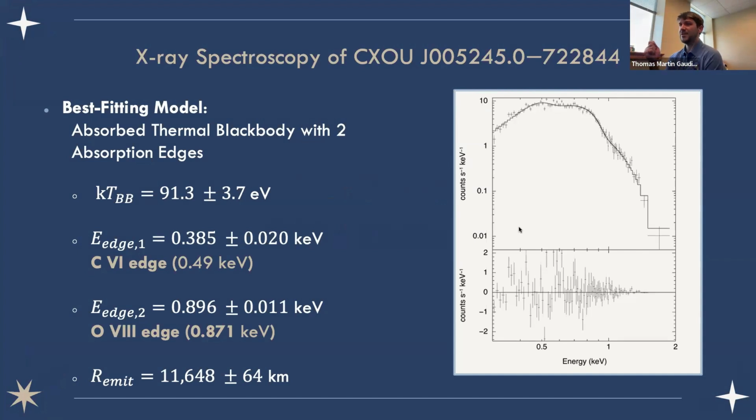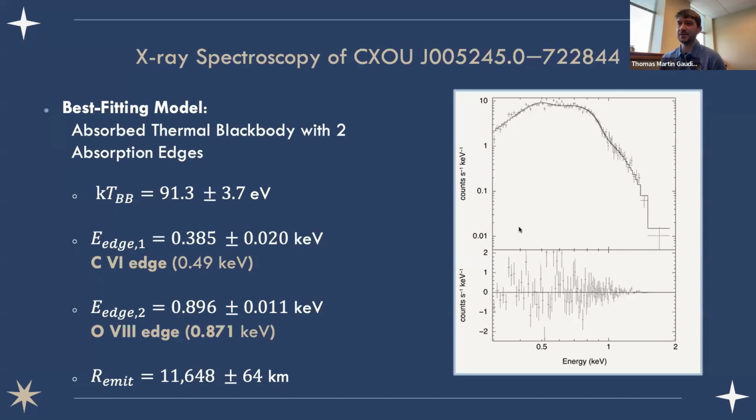Over this time, we have an even more detailed spectrum, so we can increase the number of features that we're including in our thermal blackbody model fit to try and glean even more information about this white dwarf. Now we have in this system a best fitting model that is an absorbed thermal blackbody, where we now include 2 absorption edges in the fit. When you use this model and fit the source in XSpec, you get a best fitting blackbody temperature of 91.3 plus or minus a few eV. Again, this is going to be a blackbody temperature of around 1,000,000 Kelvin.